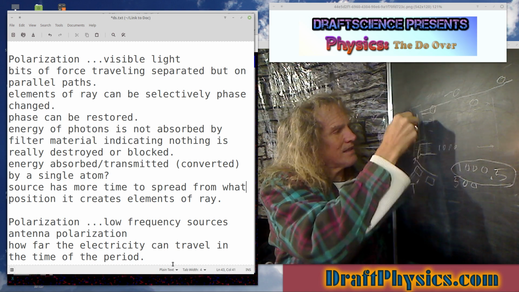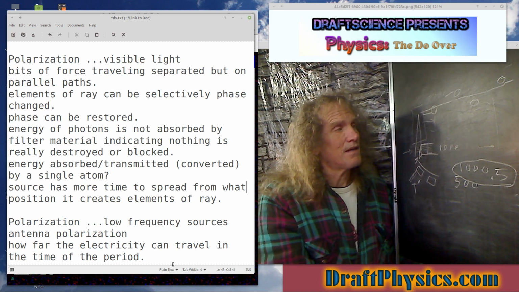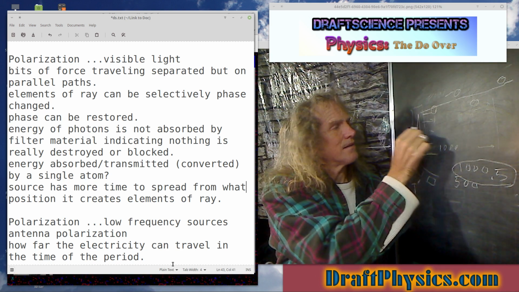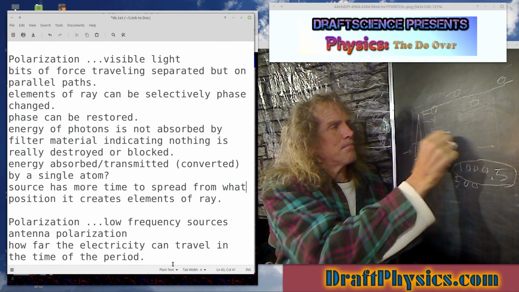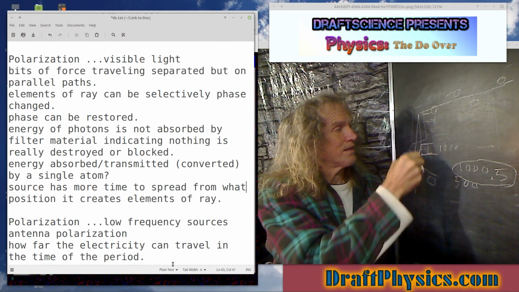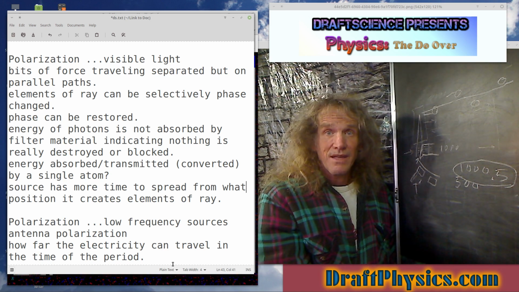But the advantage of the antenna is that it'll create the polarization, generally speaking, in the direction of the antenna. So if you orient your antenna the same as the other antenna, you're likely to pick up most of the signal, because most of it came from being polarized in one direction, the direction of the antenna.